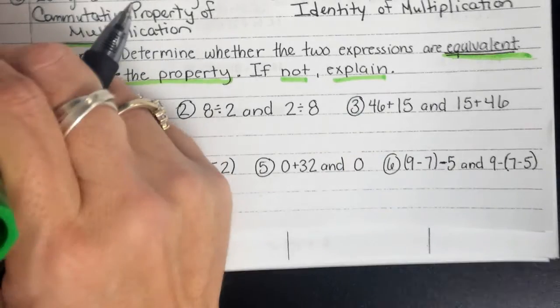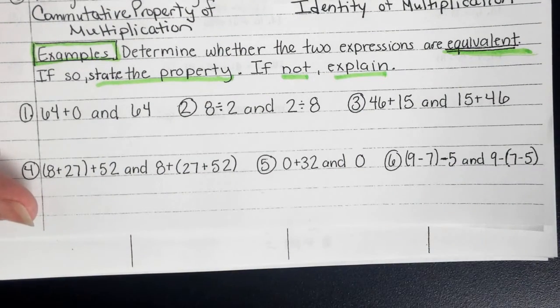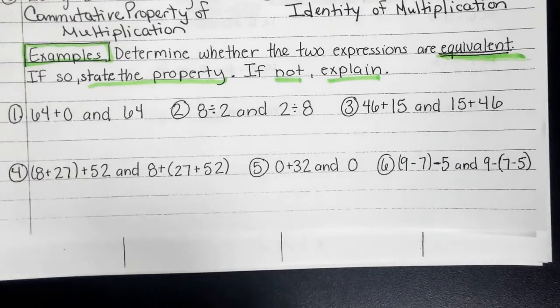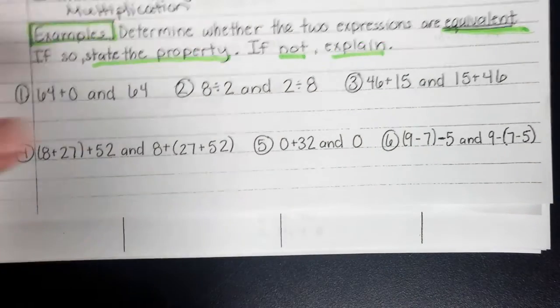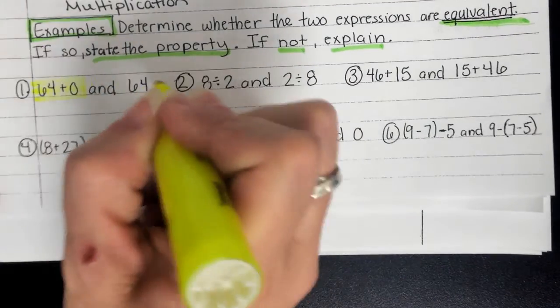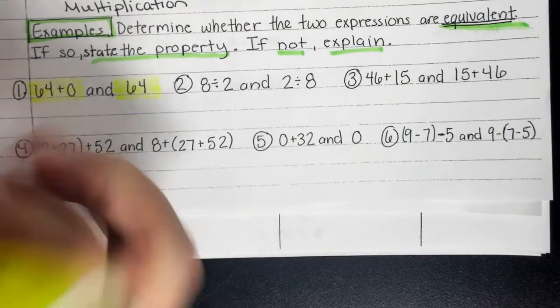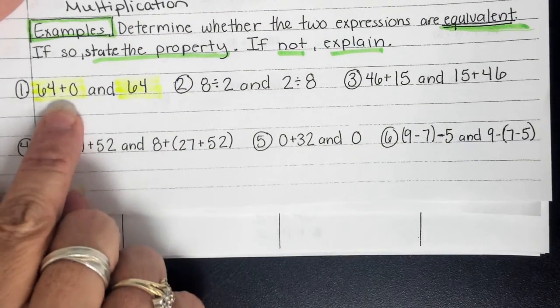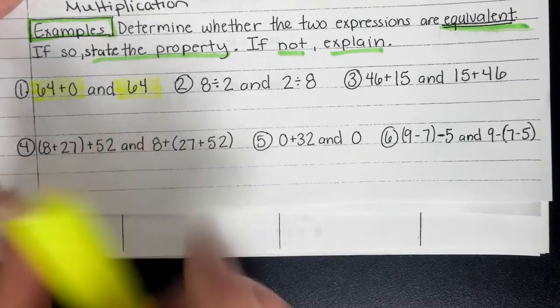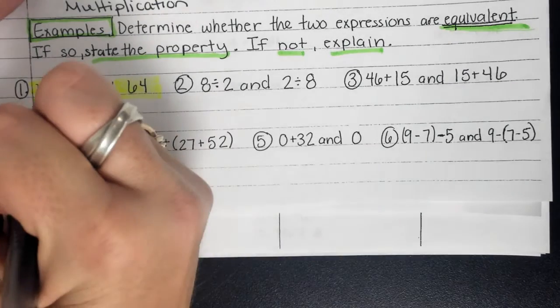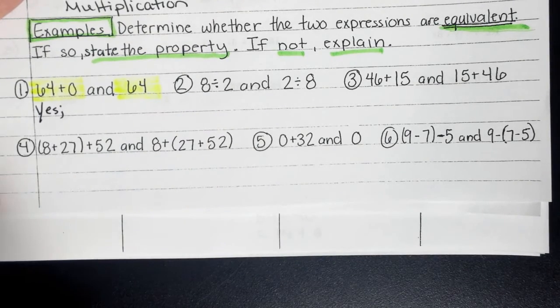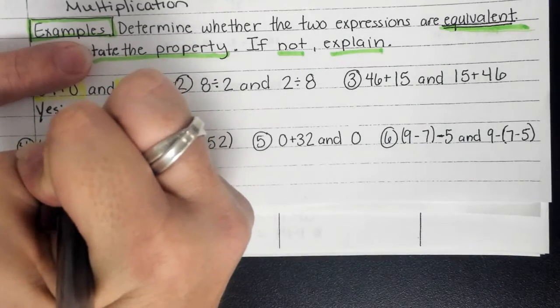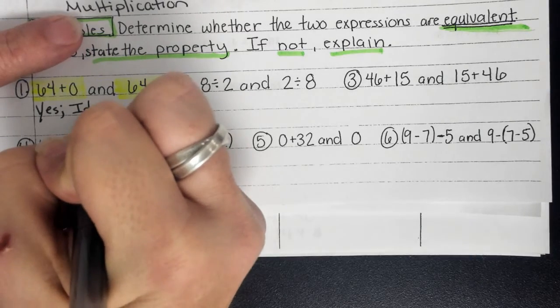Okay, so if you will kind of get with me on how to do this in order, it gets easier. So, what I do first is, I look at number 1 right here. It says 64 plus 0, and it says 64. So, what is 64 plus 0? 64. Right, so are they equal? Yes. So I write yes. Okay. Then I go up and I look for my property. Identity of addition. There's an addition sign.